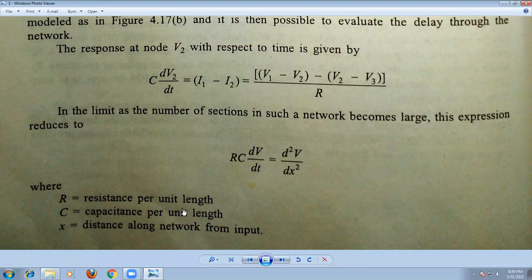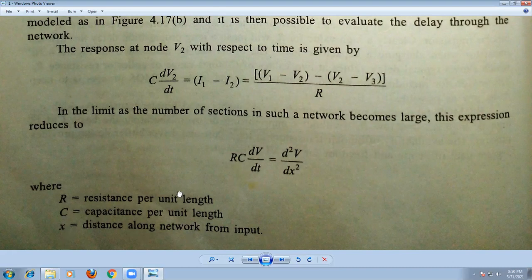Now in this case the distance is large. So RC dV by dt is equal to d square V by dx square, where R is the resistance per unit length, C is the capacitance per unit length, and x is the distance along the network from the input side. So therefore we have some propagation delay.